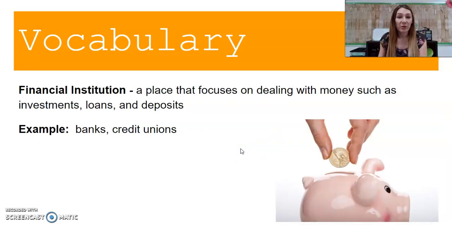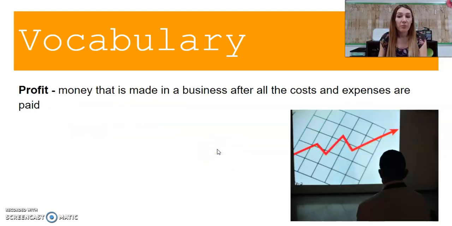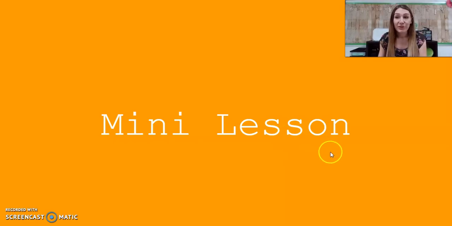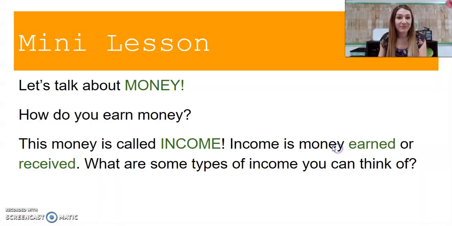Financial institutions are places that focus on dealing with money such as investments, loans, and deposits. For example, a bank or a credit union. Profit is money that is made in a business after all the costs and expenses are paid. Okay, let's go ahead and get started in our mini lesson.